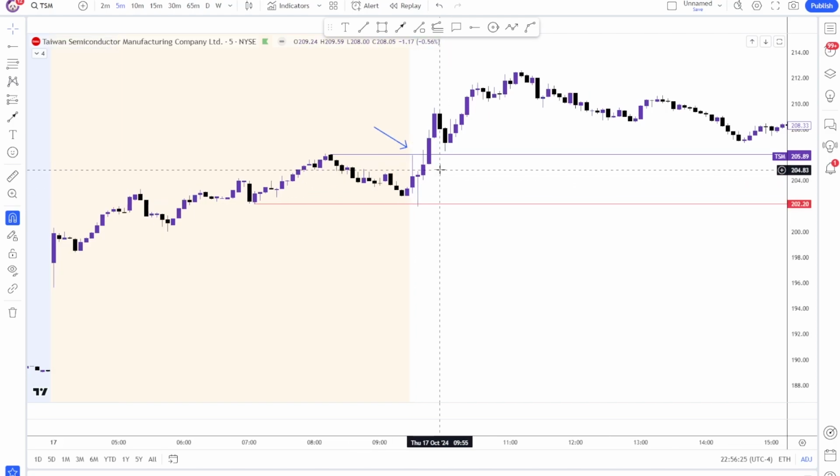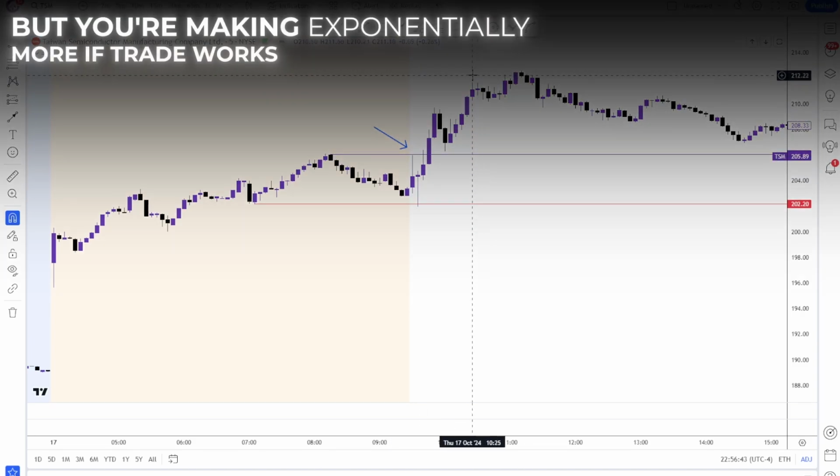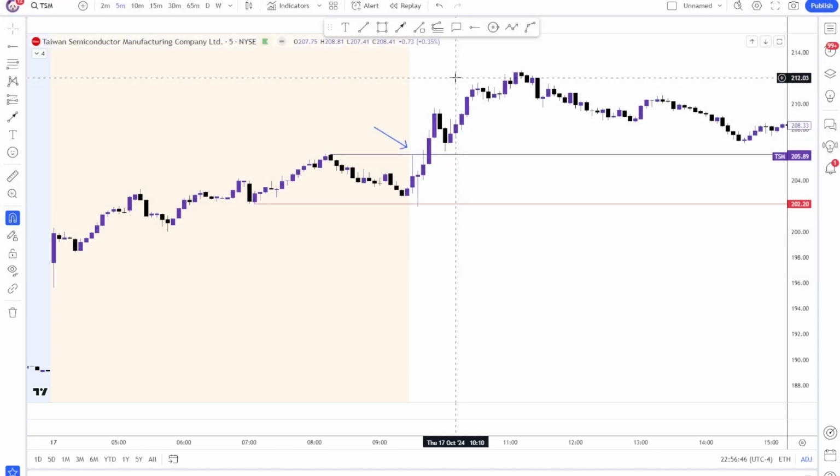the same? So in this case, just for the sake of example, let's say that this was a 50% drawdown if you entered on the break of the pre-market highs. If it were to drop to this 202 level, you lose 50%. Well, you can take a $2,000 position and still risk the same amount, but you're making exponentially more if the trade works. So that's an example of stop sizing, and I typically will do this on most of my day trades.